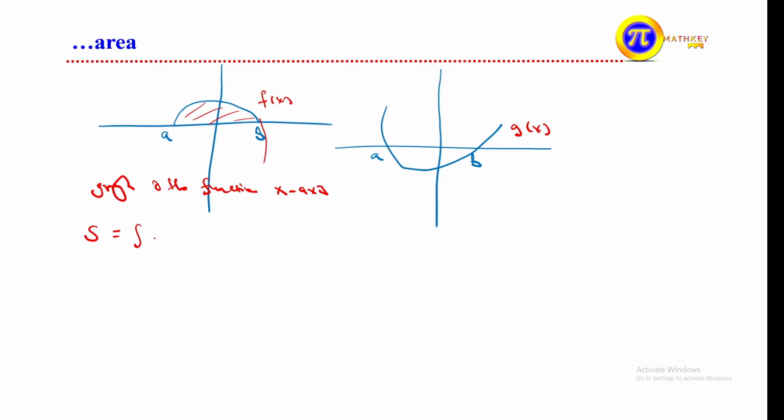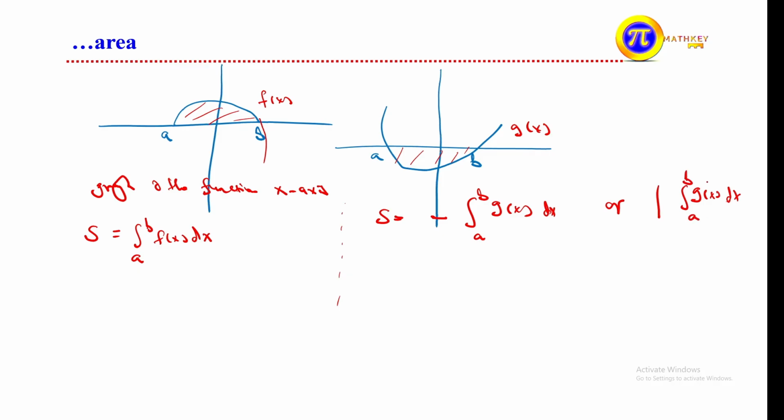the integration of our f of x between a and b, since the graph is above the x-axis, it is a positive value. In the case of this one, since the graph lies below the x-axis, the area s equals the negative of the integration of g of x dx between a and b. Or after obtaining the result you have to take the absolute value of the integration of g of x dx between a and b. In this way you get the same result. So considering the cases is a must to find the area between the region f of x and the x-axis.